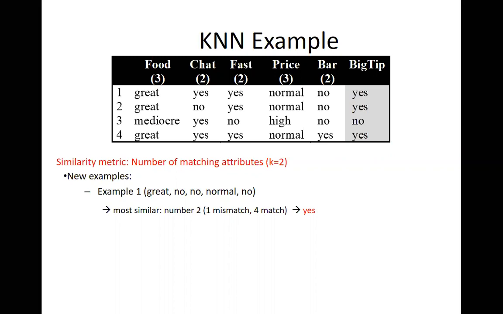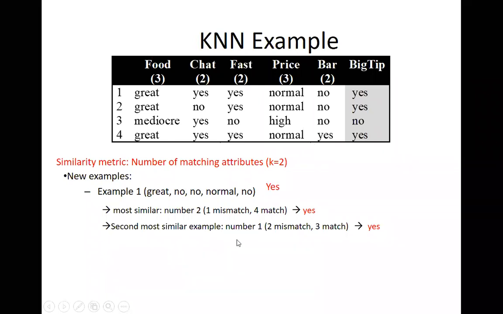See, in KNN, it always starts with the first example. So the next closest match is example number 1. There also 2 mismatch, 3 match. So that is the next closest match to this given example. And what is the label for the first example? Yes. Have you understood? So two neighbors we have found which are close to our new data, and the label is yes. So big tip is yes for this example.